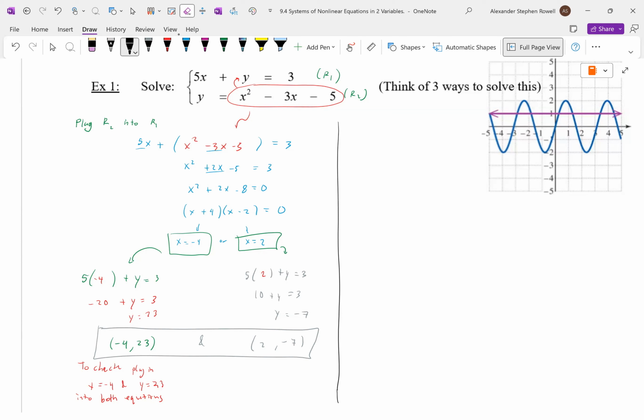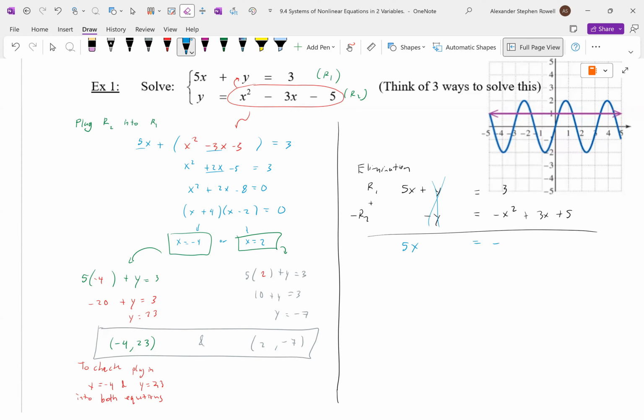Let's practice an elimination method. So if we want to do elimination, you can do R1 plus -R2. R1 is 5x plus y is equal to 3. Here we could do -y, -x squared, +3x, +5, and add the sides together. And it's elimination method because this is how we systematically eliminate the y variable.